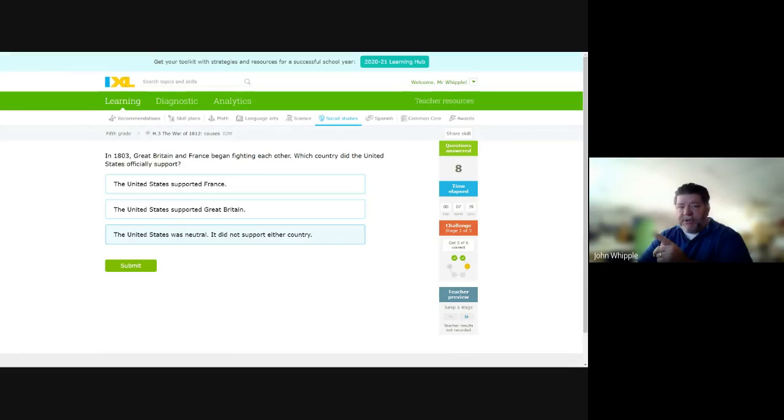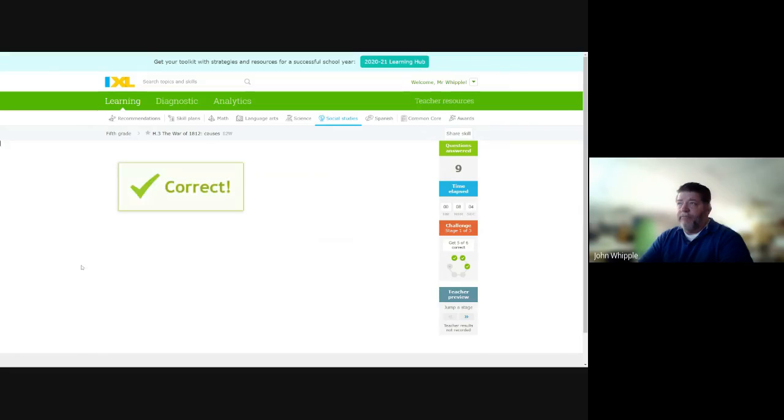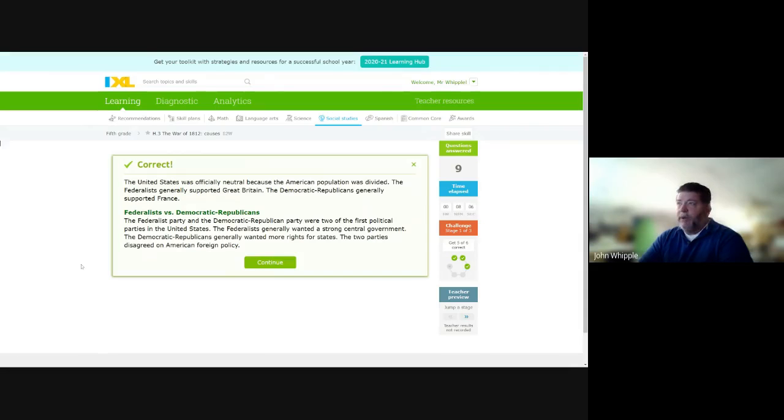George Washington started this policy. John Adams continued it. John Adams actually lost re-election because of what was going on in France. Thomas Jefferson and then finally James Madison ended up taking sides and fighting against Great Britain. But the United States was neutral in 1803.